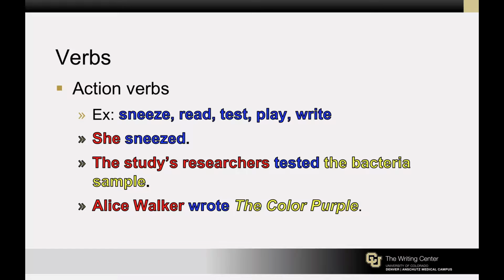Some examples of action verbs are sneeze, read, test, play, or write. You can picture someone sneezing, testing a bacteria sample, or writing a book, so we know they are action verbs. Notice that after the verb, two of our examples have additional noun phrases coded in yellow, the bacteria sample and the color purple. Nouns and noun phrases not acting as the subject can appear in other places in the sentence, as objects, prepositional phrases, etc. We will code these in yellow from now on.